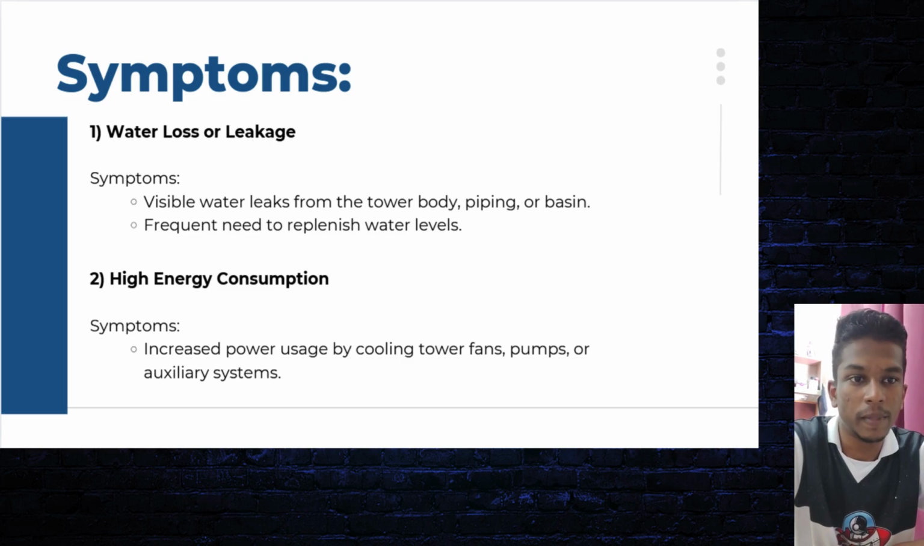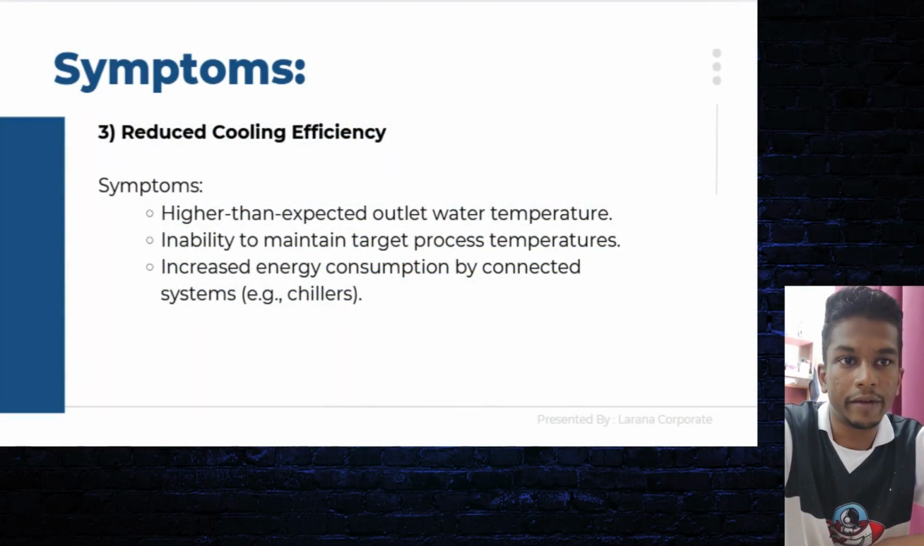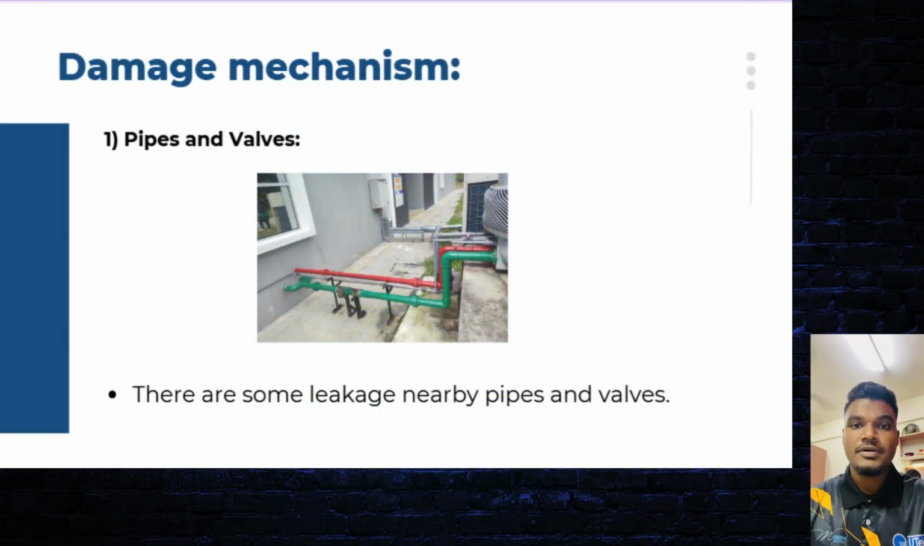For the second symptom, high energy consumption, the signs are increased power usage by cooling tower fans, pumps or auxiliary systems. Finally, the third symptom is reduced cooling efficiency. Signs are higher than expected outlet water temperature, inability to maintain target process temperatures, and increased energy consumption by connected systems, for example chillers.